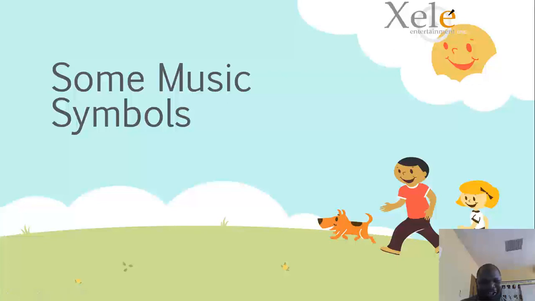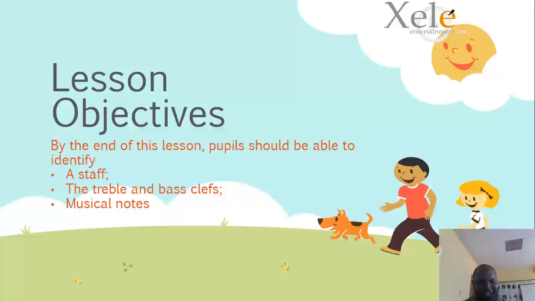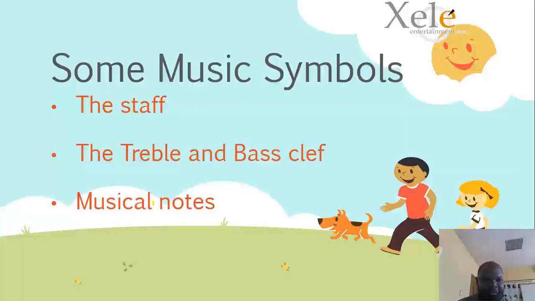And welcome to this class. Today we will be looking at some more musical symbols. At the end of this lesson, it is expected that everyone should be able to recognize and identify a staff. They should be able to recognize the treble clef and the bass clef, as well as musical notes. So let's get into the lesson.